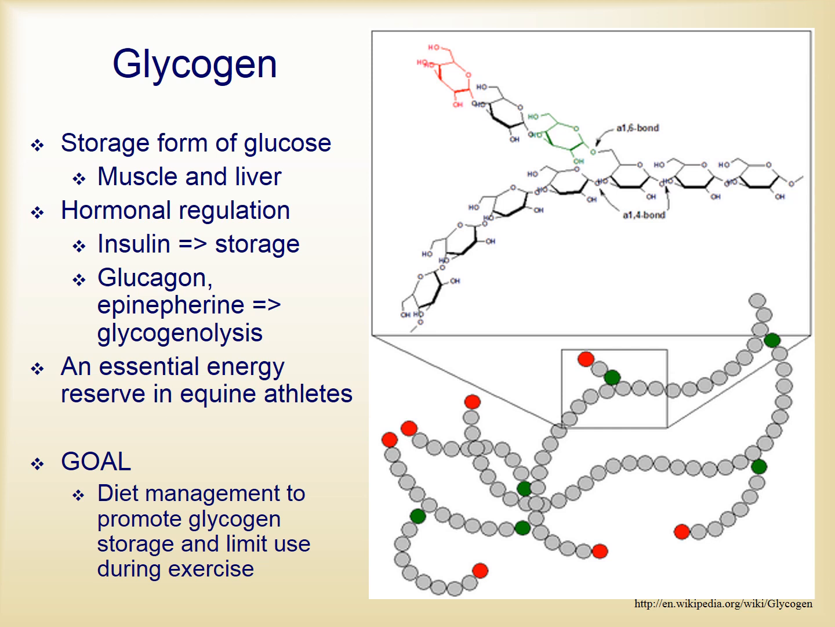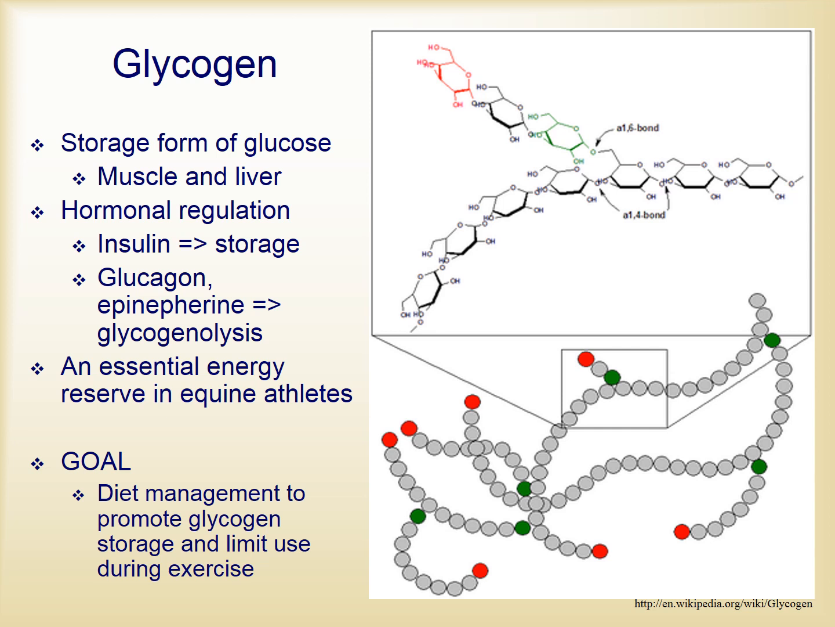Storage of glycogen is under hormonal regulation. In the fed state, insulin is released and glycogen is stored. When the horse needs to have glycogen released, glucagon and epinephrine will be released, and then the process of glycogenolysis will happen, and so the glycogen molecules will be broken down, and glucose will be released back into the blood.